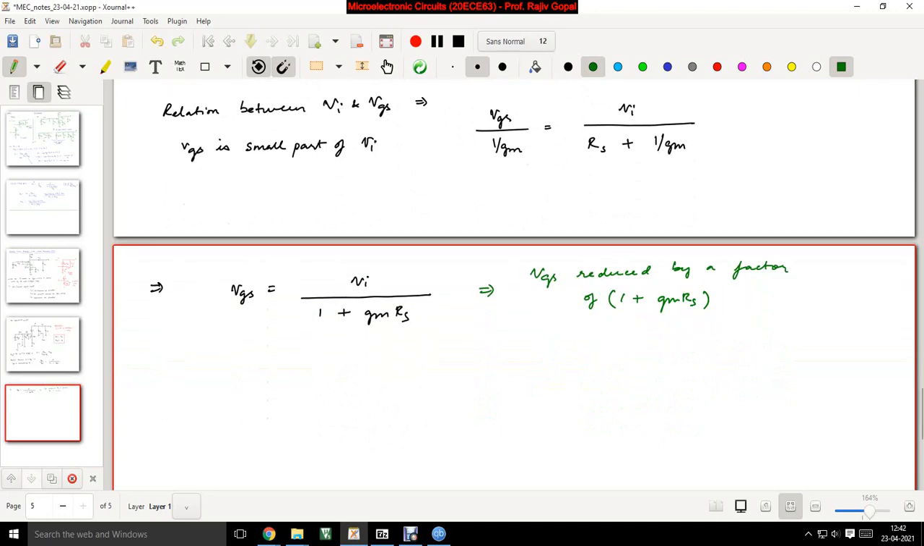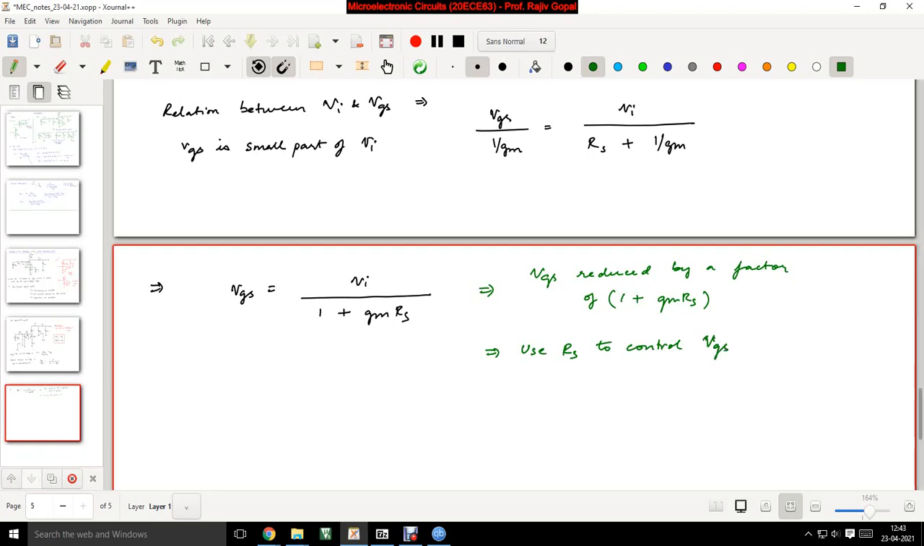So this we saw earlier when we used something called a degenerative source resistance in the biasing topic in your first module. We saw that VGS is actually getting reduced. Here we can use Rs to control VGS.